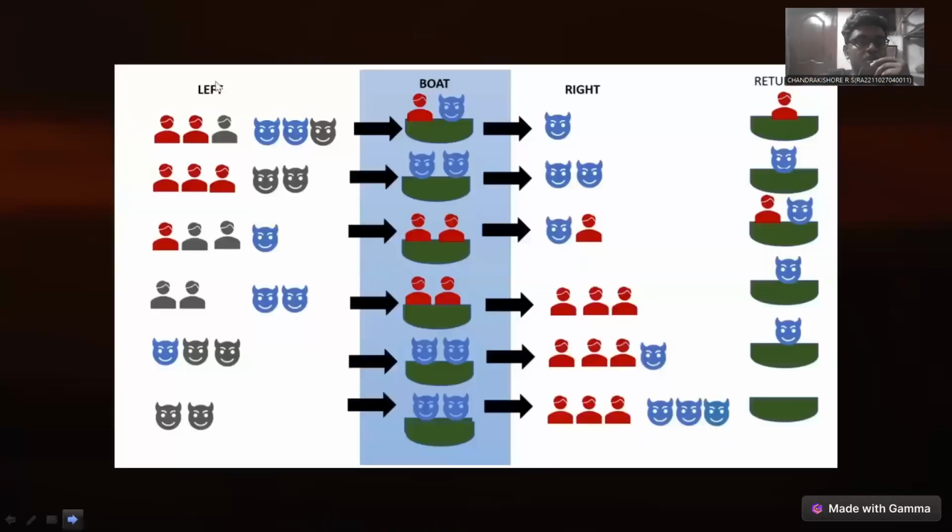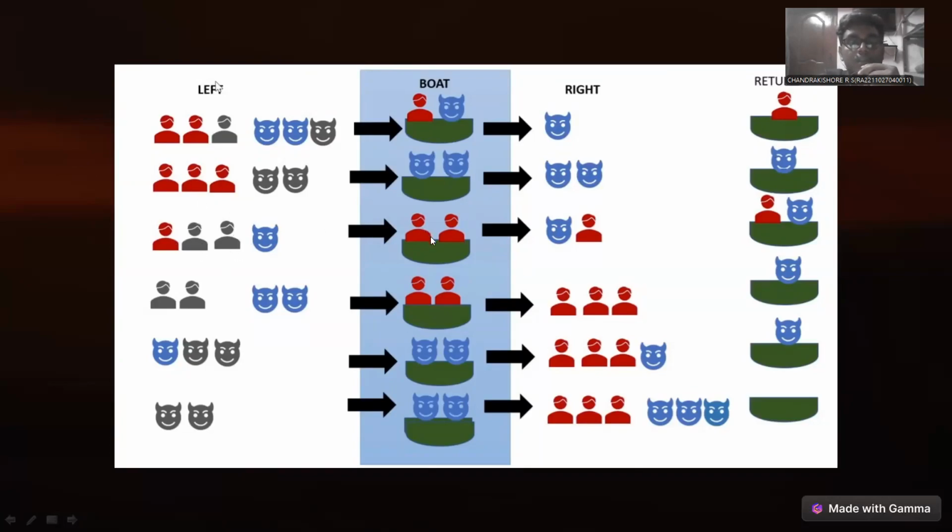Next one. This is the main thing: we have six people, that means three missionaries and three cannibals. One missionary and one cannibal travel in the boat, and one cannibal is dropped on the right side, and one missionary returns to the left side. The remaining two cannibals are moved to the boat, and it drops one cannibal, and returns to the left hand side, and again now go on to the missionaries.